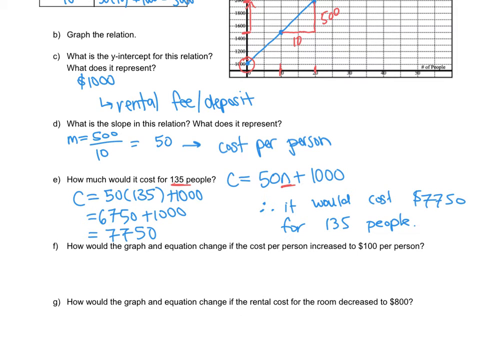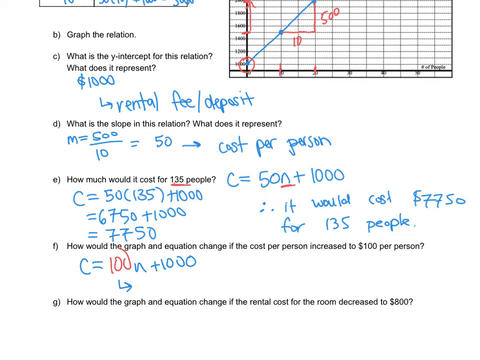Okay, next. How would the graph and equation change if the cost per person increased to $100 per person? So we know that the cost per person is the slope. Our original slope was 50, now they want us to increase it to 100. So the equation would change to C equals 100N plus 1,000. Now, because the slope changed, the graph would be steeper.